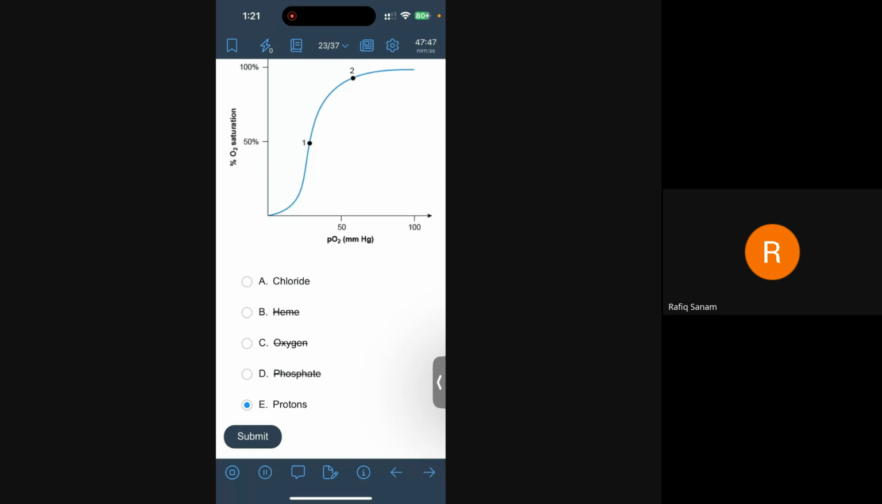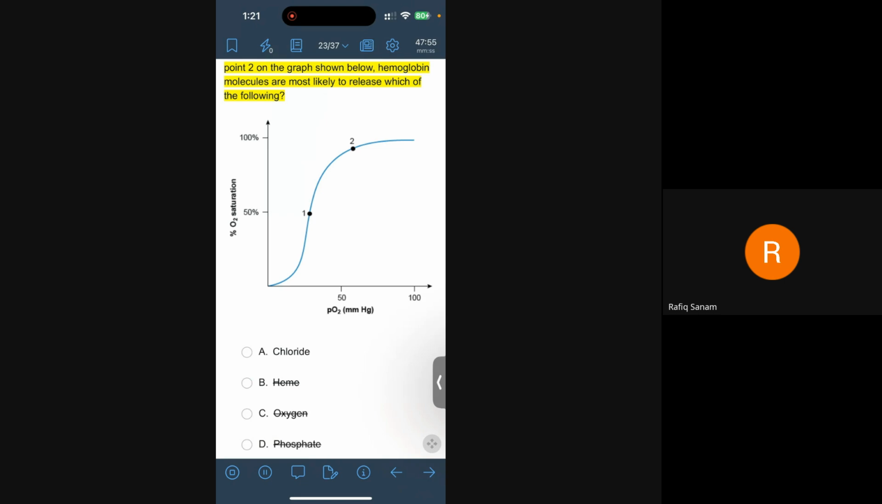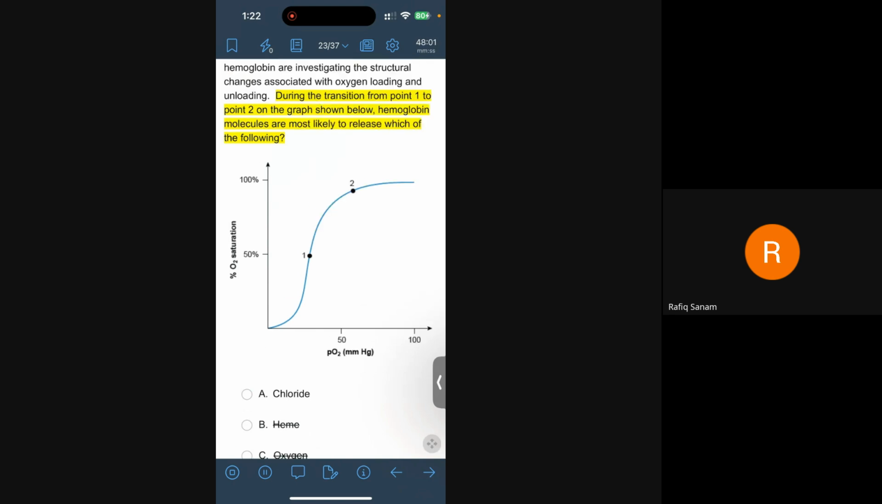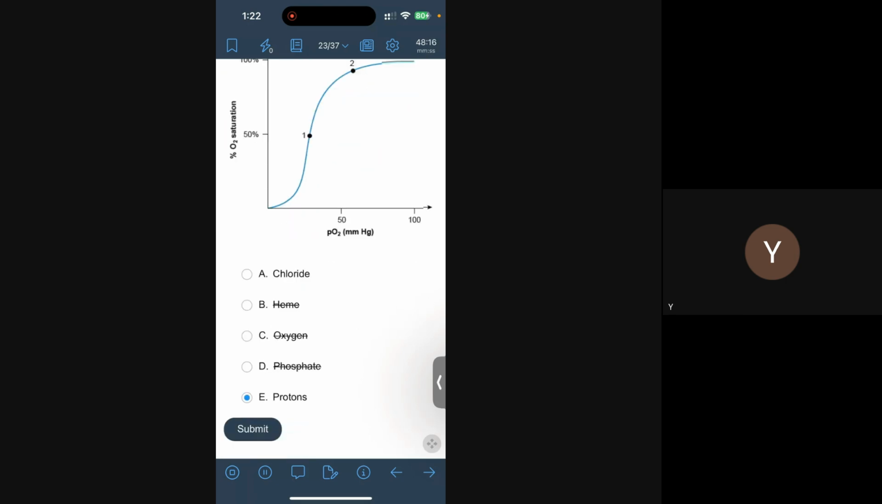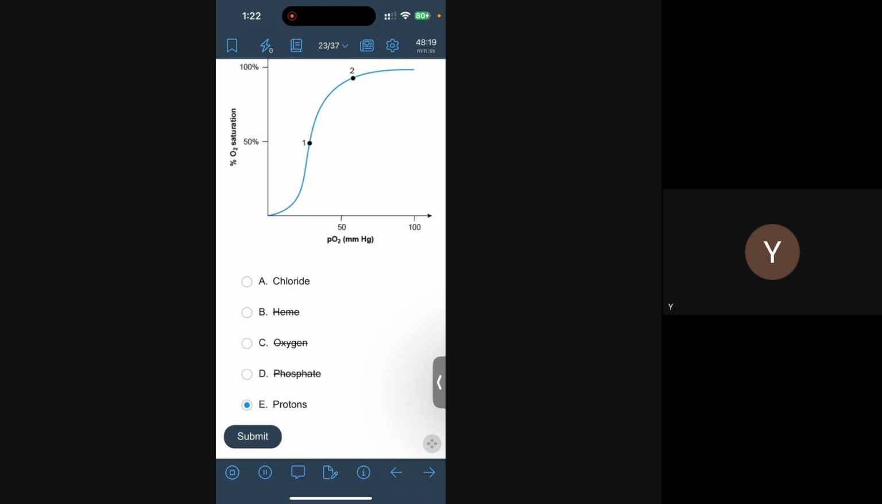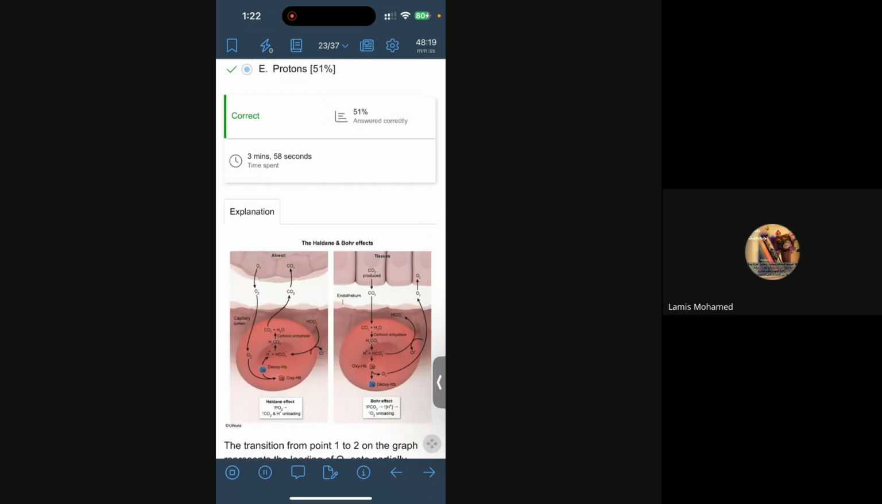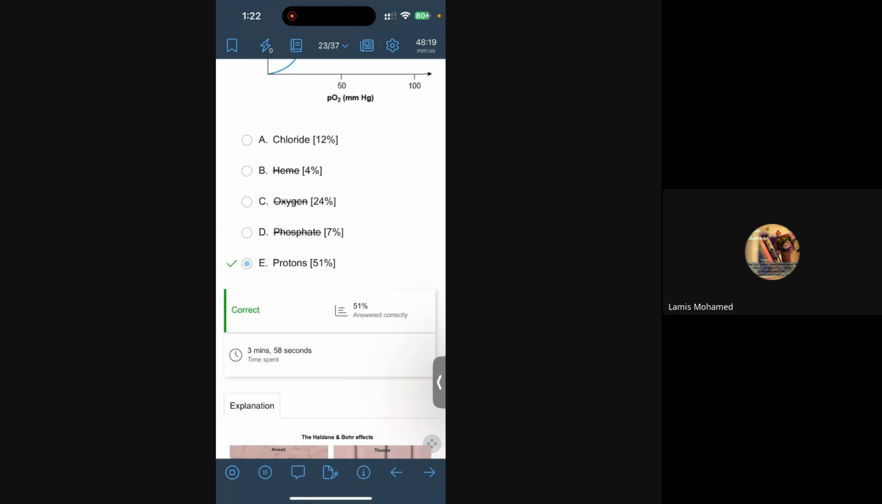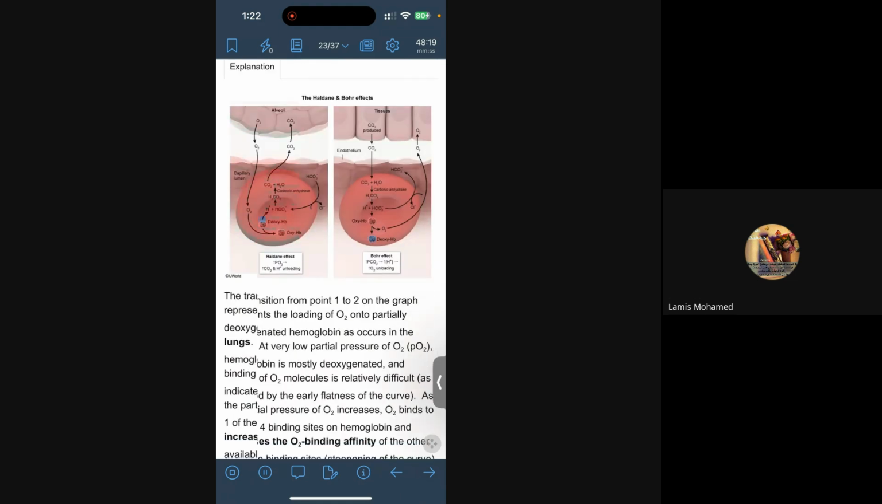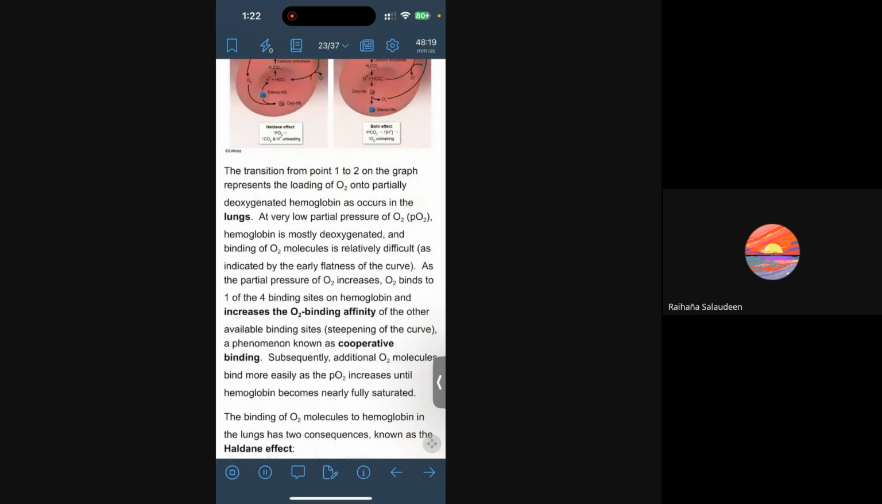But what does this graph show, oxygen loading or oxygen unloading? I think it is showing oxygen loading. Yes, it is showing oxygen loading, since oxygen is increasing. They are asking as you go from 1 to 2, so towards 2. Okay, so we have to remove the protons. There is no need for energy at this point. No, we're not using energy. It will increase the oxygen binding affinity.